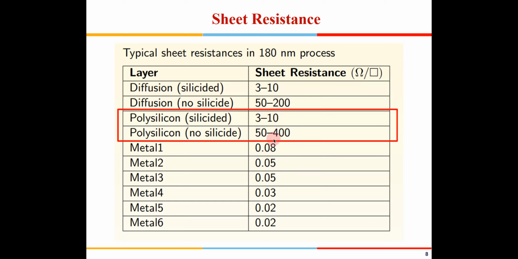Okay, but never try to make a big wire out of polysilicon, because if you see here, its sheet resistivity is almost 2 orders higher. It is like 0.02, so it is close to 100 times higher. So you've got to be careful with that.